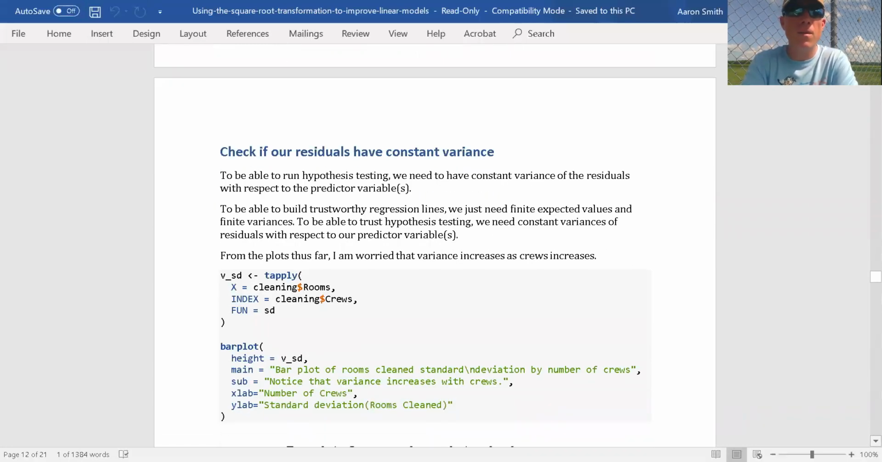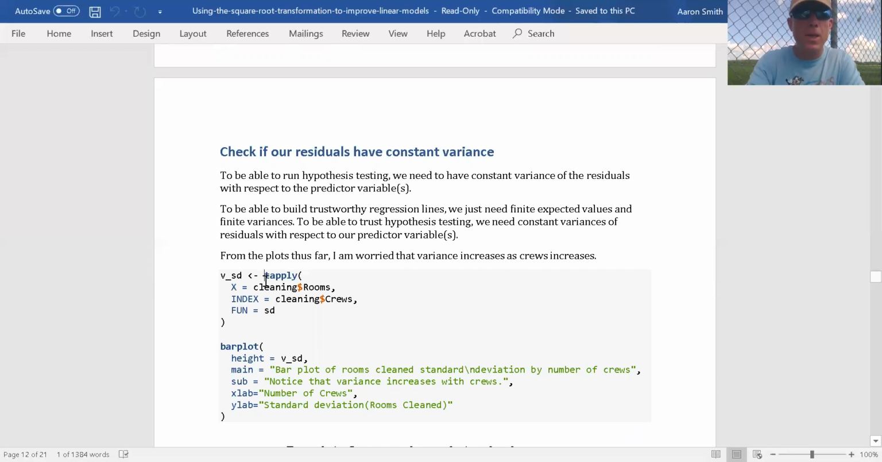So let's look at the variances of our residuals with respect to the number of cruise. For each value of cruise, I'm going to take the standard deviation of our target variable. When I have 2 cruise, take all those data points and take the standard deviation of the target variable. When I have 4 cruise, take all those data points, take the standard deviation of the target variable. I'm going to repeat this all the way through.